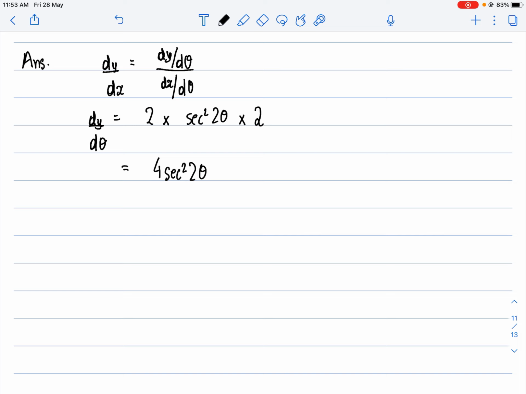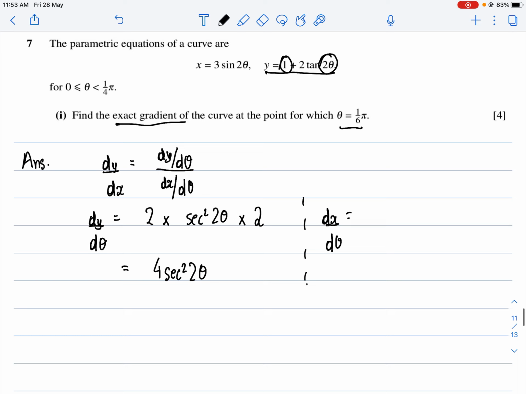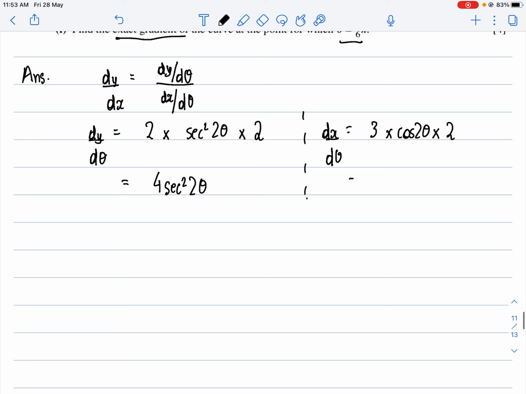Now I have dx by d theta, which is the differentiation for this. The differentiation of sine is cos. So I can write this as 3 into cos 2 theta into the differentiation of 2 theta, which is 2 because of the chain rule. So I'll simply get 6 cos 2 theta.